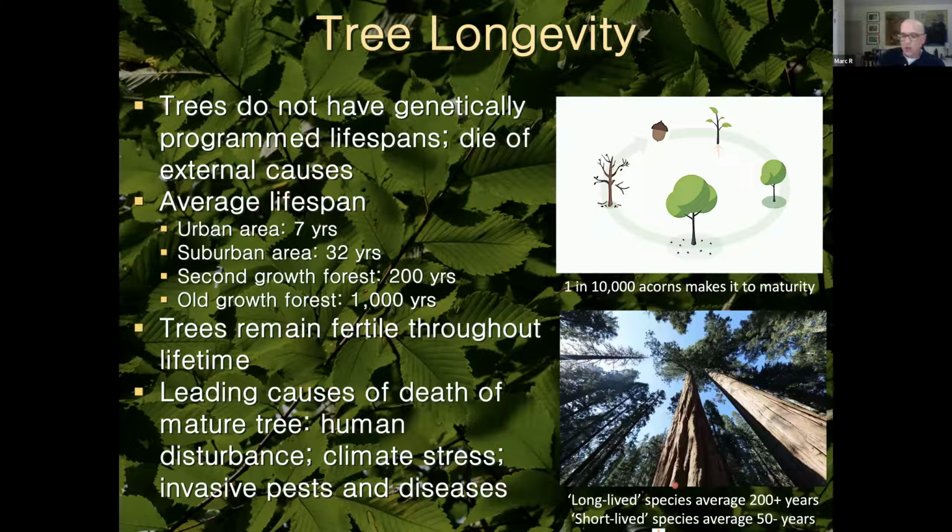When we talk about longevity, if you go through that appendix, some species will be referred to as long-lived, some as short-lived. If they don't say either, it means it's somewhere in between, average up to around 200 years. Long-lived species are generally considered to live more than 200 years, and short-lived are perceived as living 50 years or less. So that's it for tree longevity.